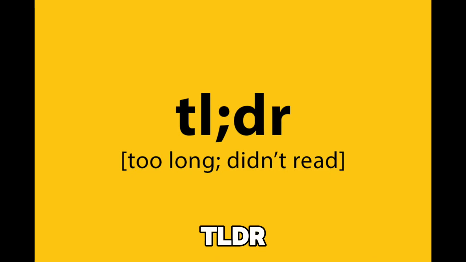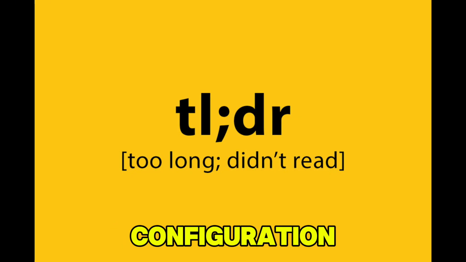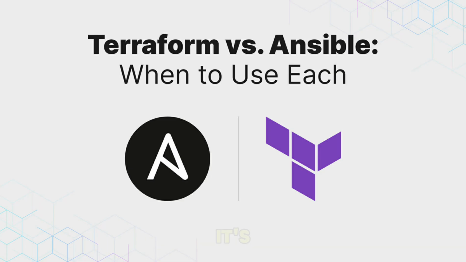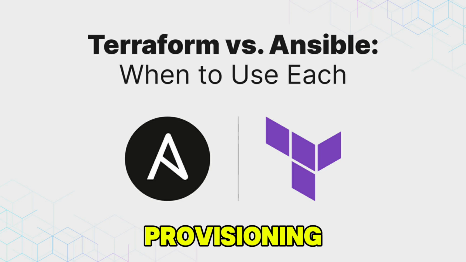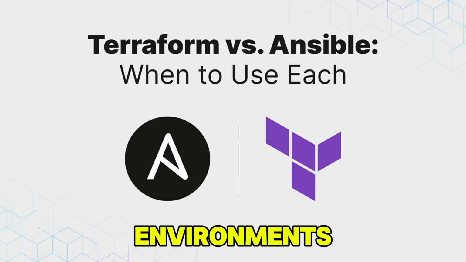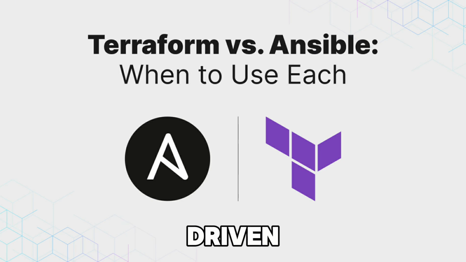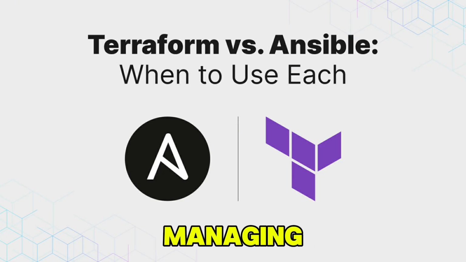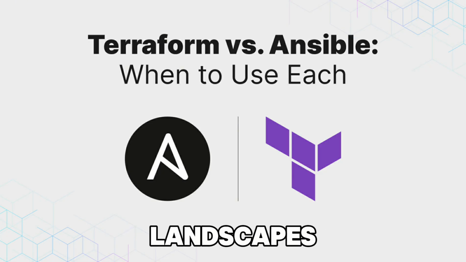So what's the TLDR? Ansible is your go-to for configuration management and server automation. It's procedural, readable, and great for maintaining server states. Terraform is ideal for infrastructure provisioning, especially in multi-cloud environments. It's declarative, state-driven, and excels at creating and managing complex infrastructure landscapes.